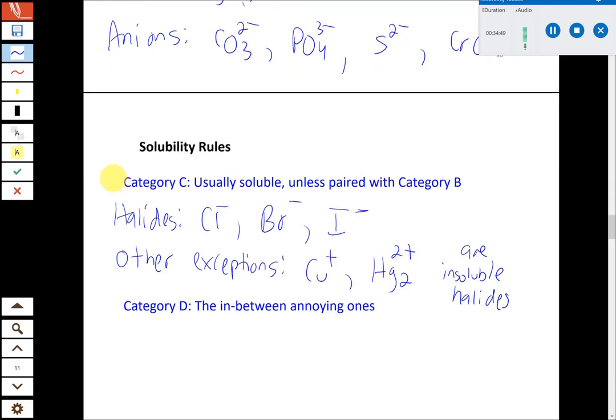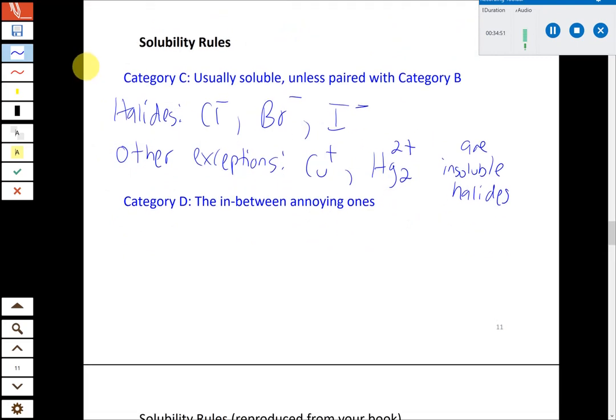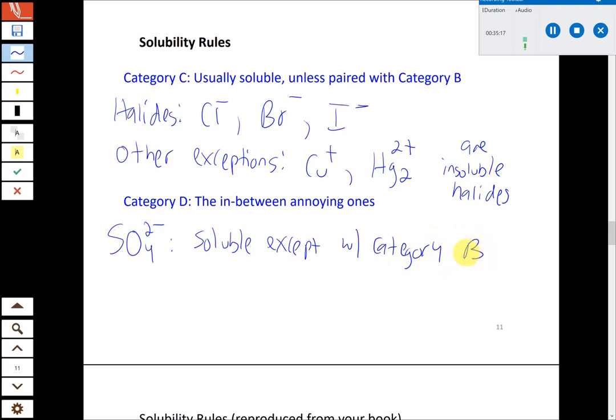The last category that I have to talk about are what I call the in-between annoying ones. These are ones that probably have as many exceptions as they have rules, so they're kind of irritating in that respect. So there's two anions that I would put in this category, which are sulfate, SO4 2-. This one is also usually soluble, but it has more exceptions. So it's soluble unless it's paired with one of those category B cations. So as we said, silver 1 and lead, those are going to be insoluble unless it's nitrate primarily. So if it's sulfate, that will still be insoluble.